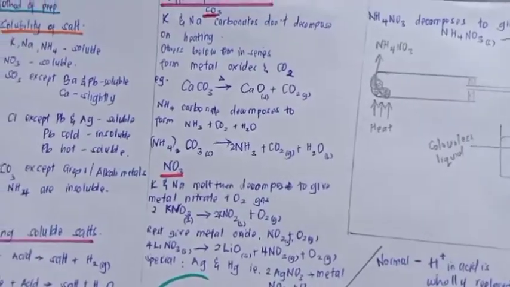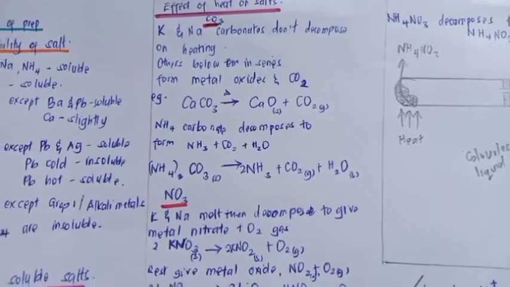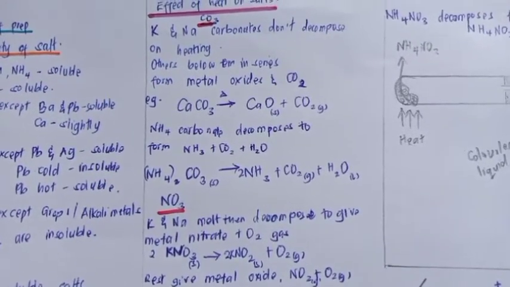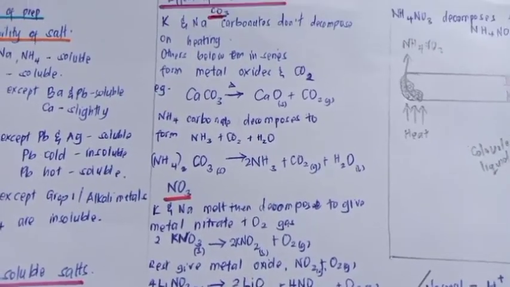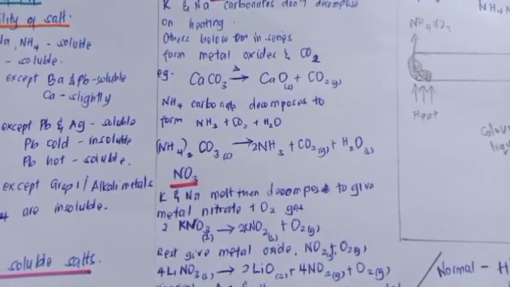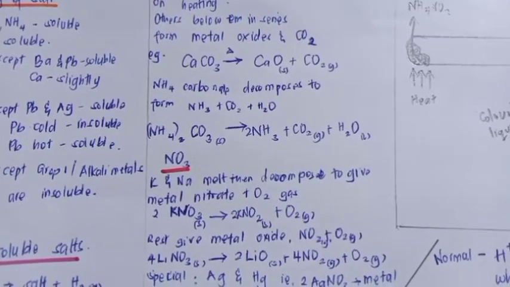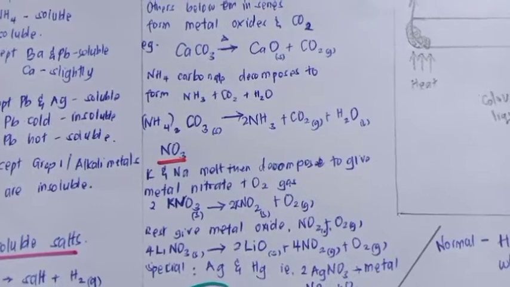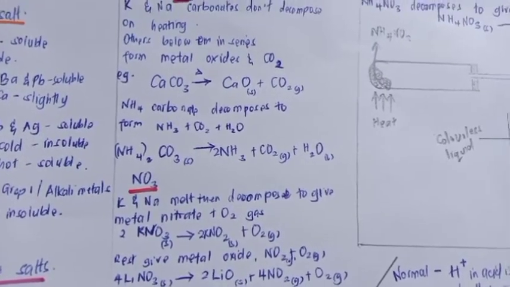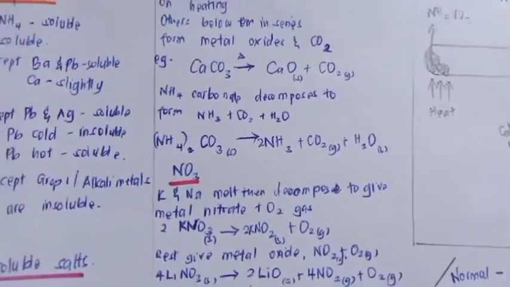Effect of heat on salts. We're going to start with carbonates. Potassium and sodium carbonate don't decompose on heating, they'll still remain the same after you heat them. But other carbonates below them in the reactivity series, like calcium carbonate and zinc carbonate, will decompose to form metal oxides and carbon 4 oxide.